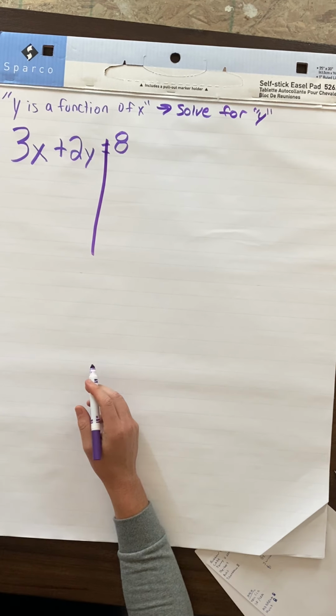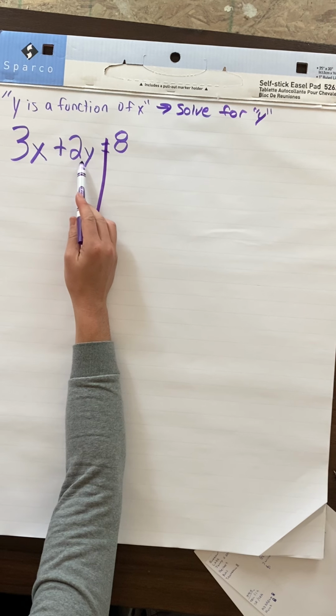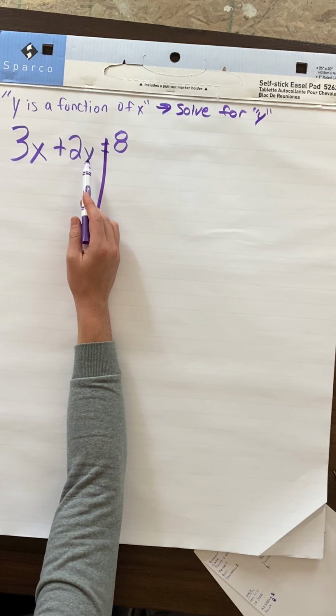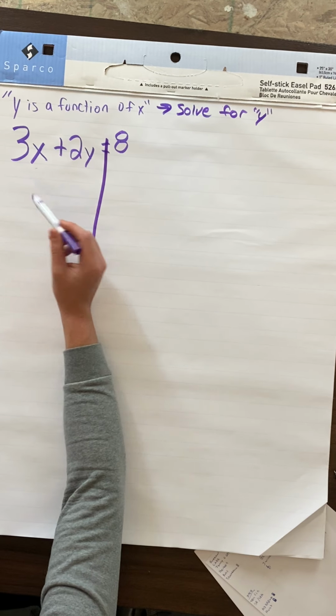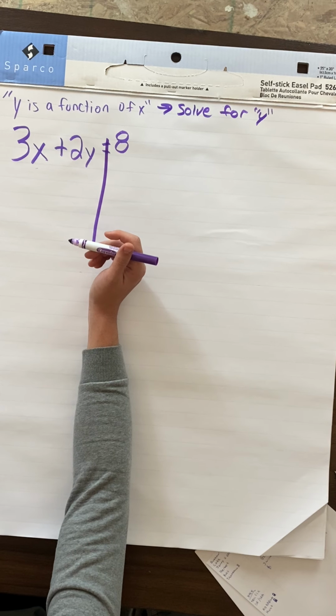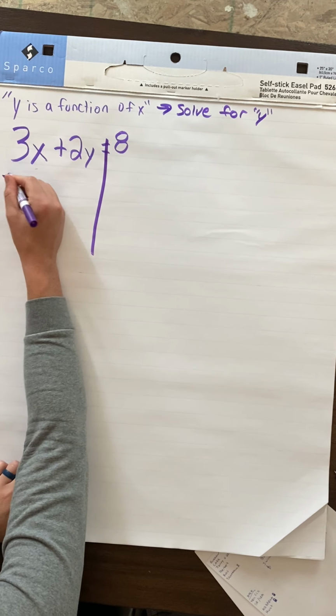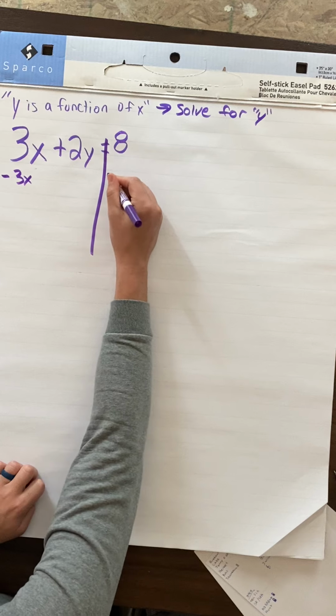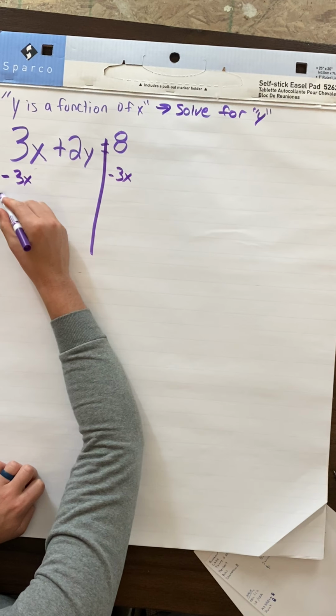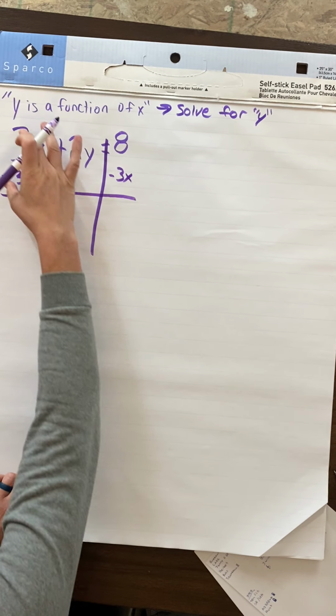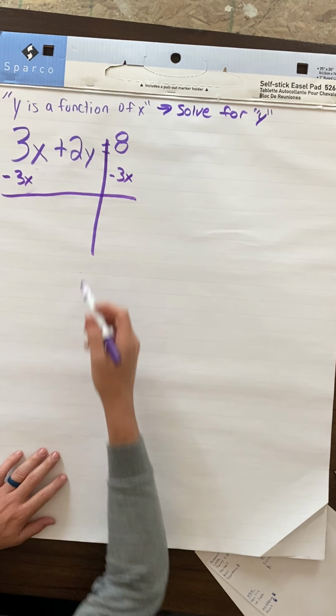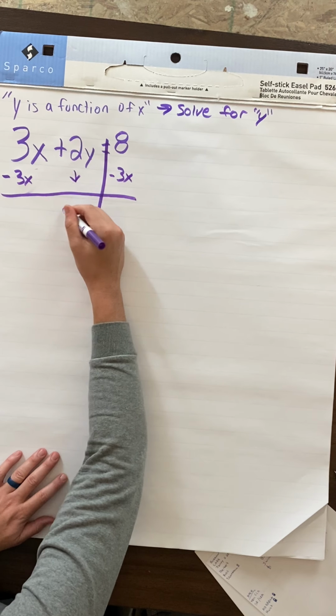So the first thing we do, so whatever's connected with the variable, that's the last thing we move. So we want to move this whole 3x. How can we get rid of 3x? We subtract it. So this cancels out over here. So we can bring our 2y down.